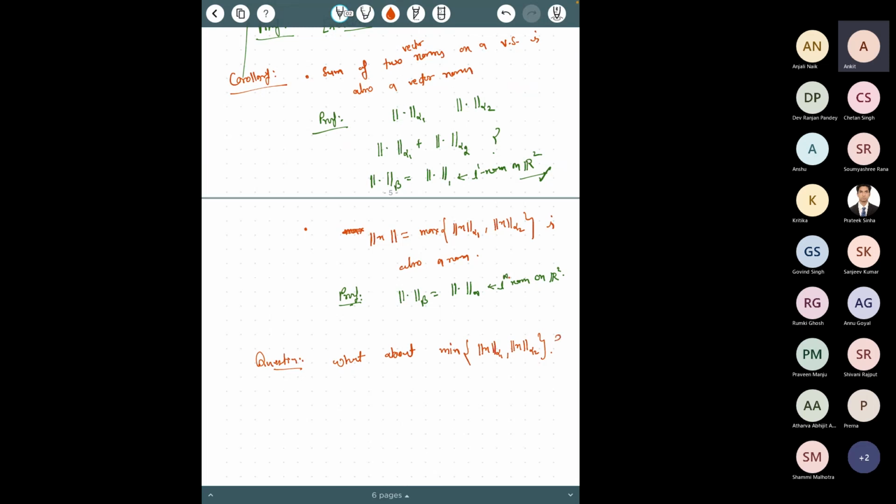Okay. So this is an exercise for you. Think about whether this is true or not: whether the minimum of two norms is a norm or not. The difference of two norms is not a norm. That is not difficult to check. But this one also you need to verify. Either you give me a proof or give me a counter example for this.